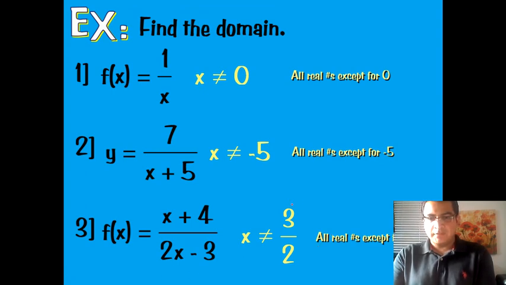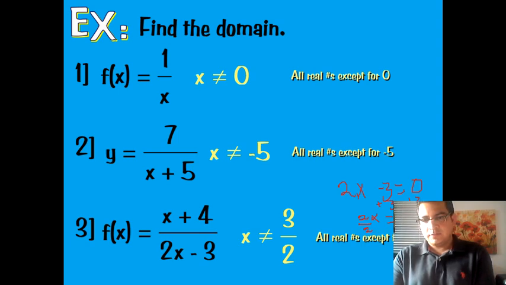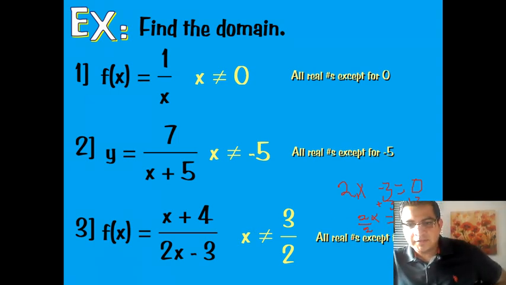If I'm going to do it, I can do it. This is 2x minus 3 equals 0. I add 3 to both sides. So then I get 2x equals 3. And then I divide by 2, divide by 2, and x equals 3/2. But it's not really equals. x is not equal, because the values can be all real numbers except 3/2.